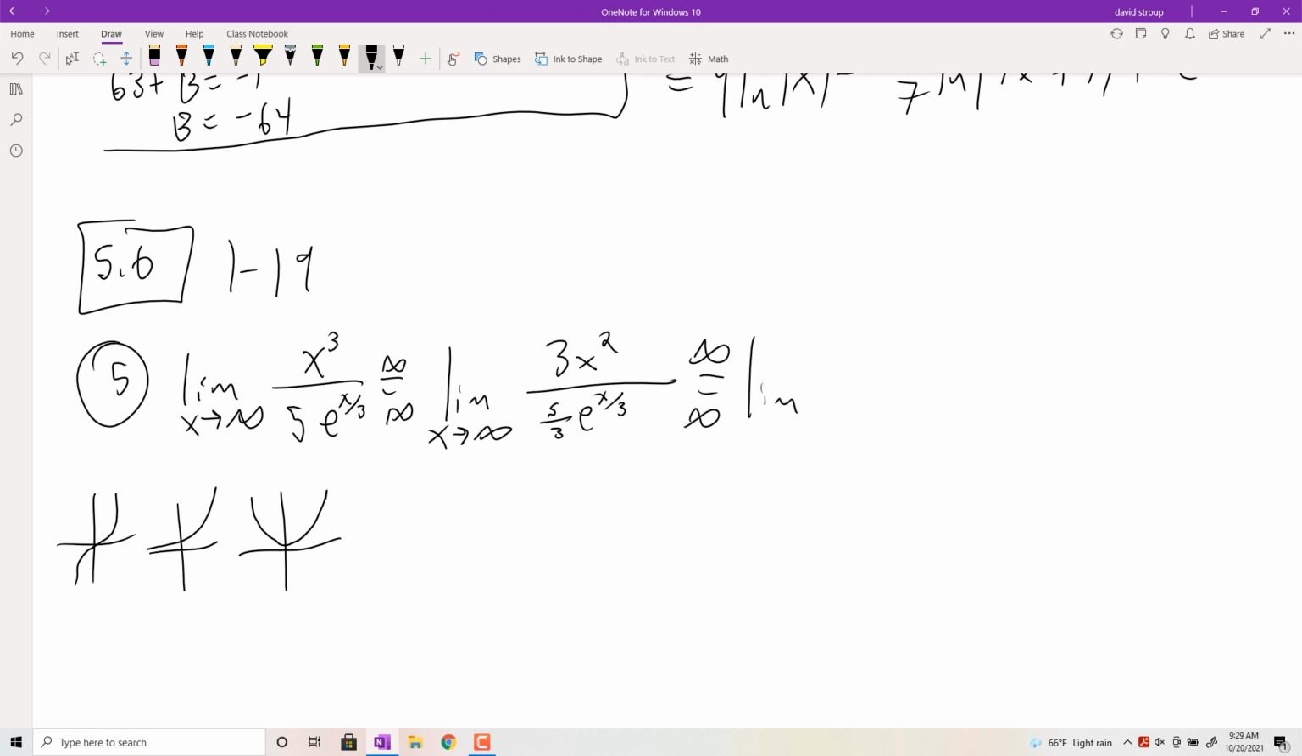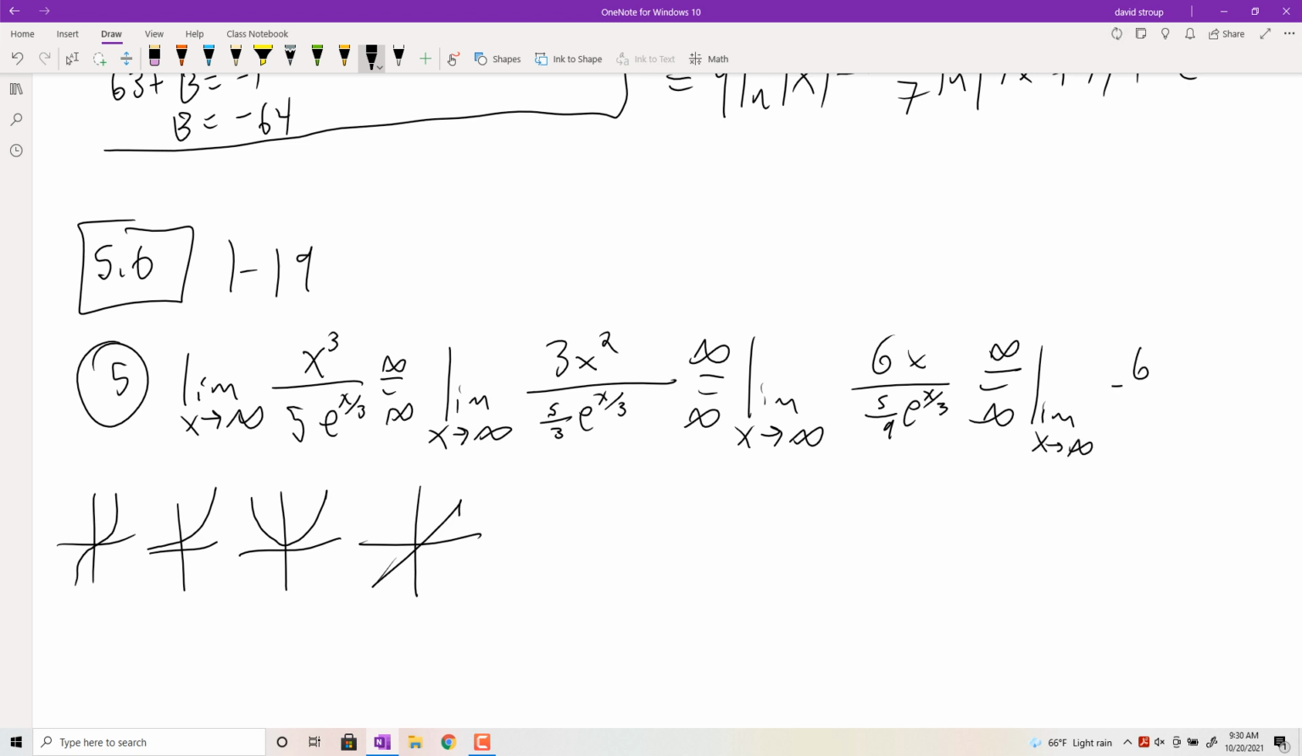So you do L'Hopital's again. So I get 6x all over 5/9 e to the x over 3. Again, 6x is now just a straight line, but it'll still go to infinity as x goes to infinity. And same for the exponential. So you do L'Hopital's again. This time you get 6 all over 5/27 e to the x over 3. Now you have an L over infinity form, which is always just 0.